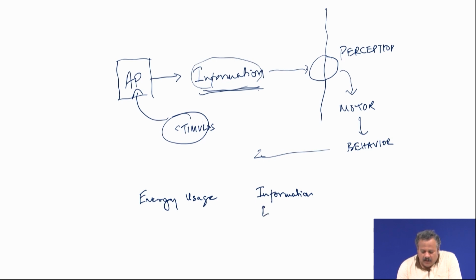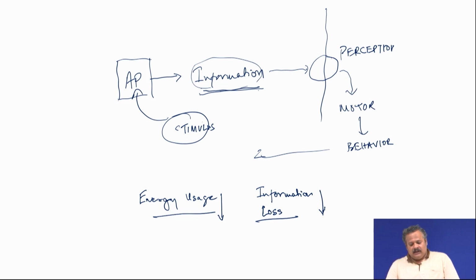Information loss is minimized. So, energy usage is minimized, information loss is minimized. So, if we can formulate the problem of representation of general stimuli, let us say for the visual system, can we get any idea about what the system should be like, or should have been like, at least at one level? This is what the authors Olshausen and Field approached.